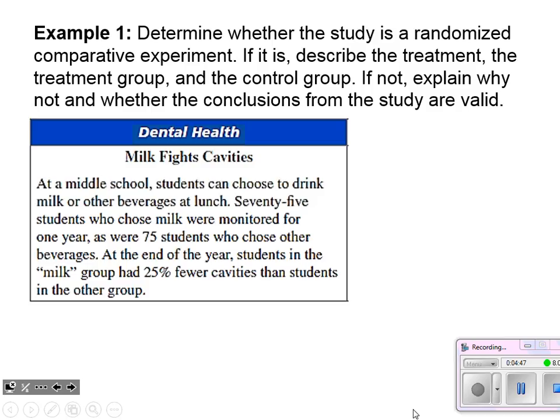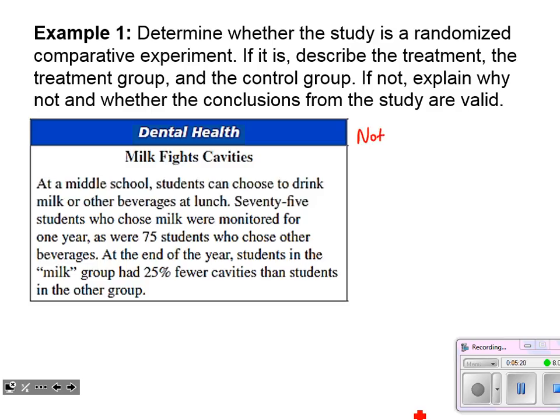All right, well now, looking at this, it's happening at a middle school, and it's just what's happening at lunch. So we have so many other variables that happen outside that middle school, outside that lunch, that could determine whether or not the students are getting cavities or not. This is definitely not a randomized comparative experiment.